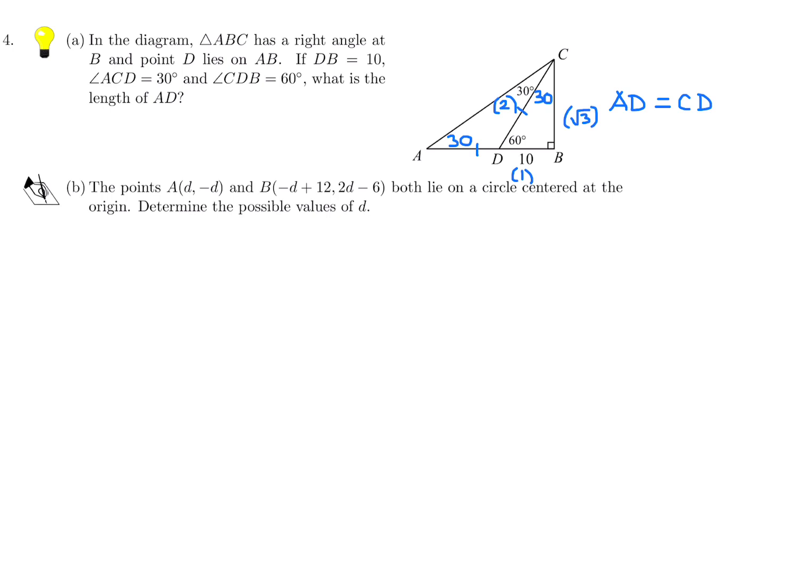Okay, so now we can use those ratios to figure out the length of CD. CD over 10, which is what DB is, is going to be the same as 2 over 1. So therefore CD is 20. And then since AD is equal to CD, which is equal to 20, that means AD is 20. And that's it.